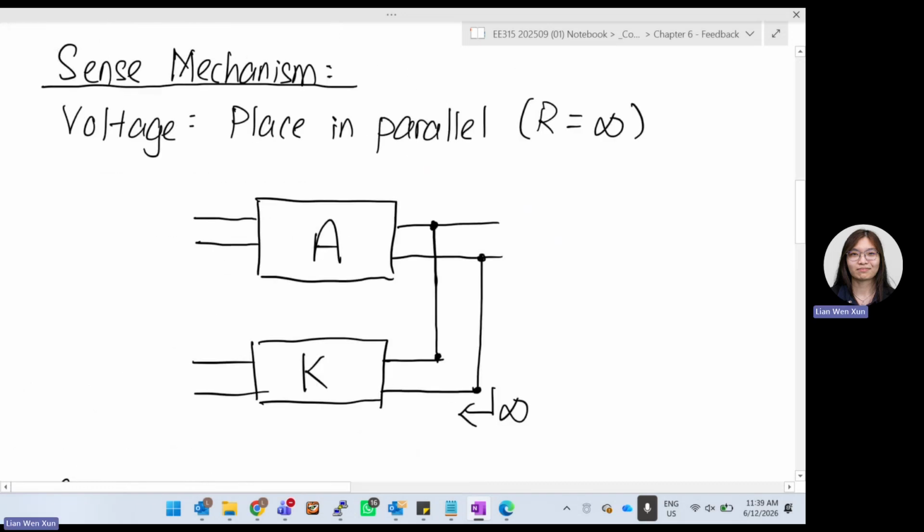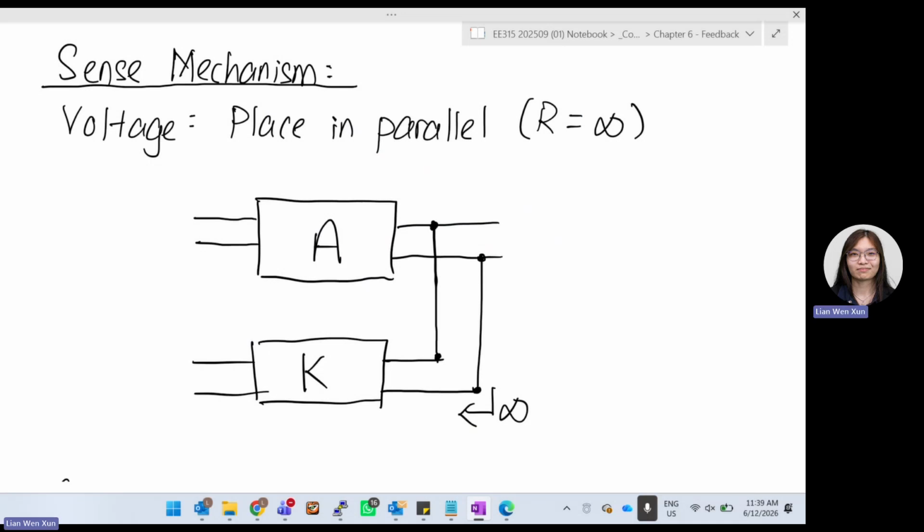And the next thing you need to remember is, if we want to sense something, we want to measure, right? So remember the K is the multimeter. You can measure voltage, you can measure current. So the K is the multimeter. If I want to measure the output voltage of my gain, I have to place it in parallel, meaning that my K needs to be placed in parallel with my A, so that I can know the output voltage of my A.